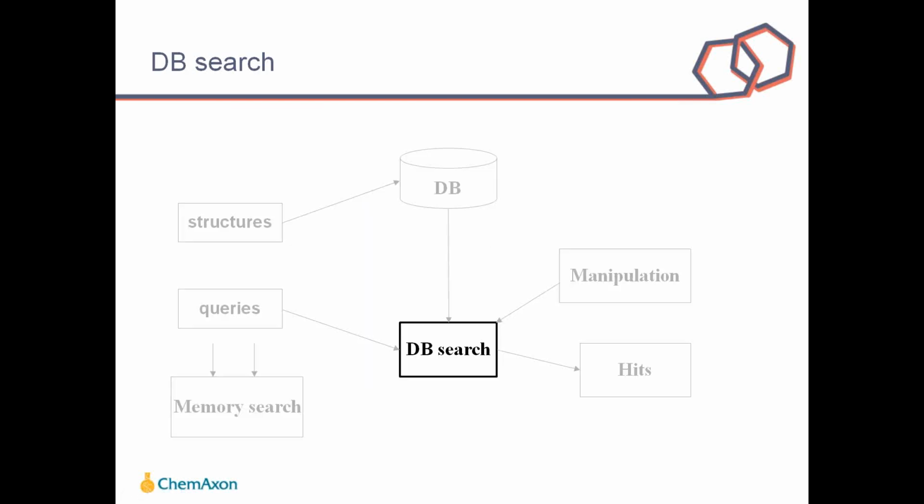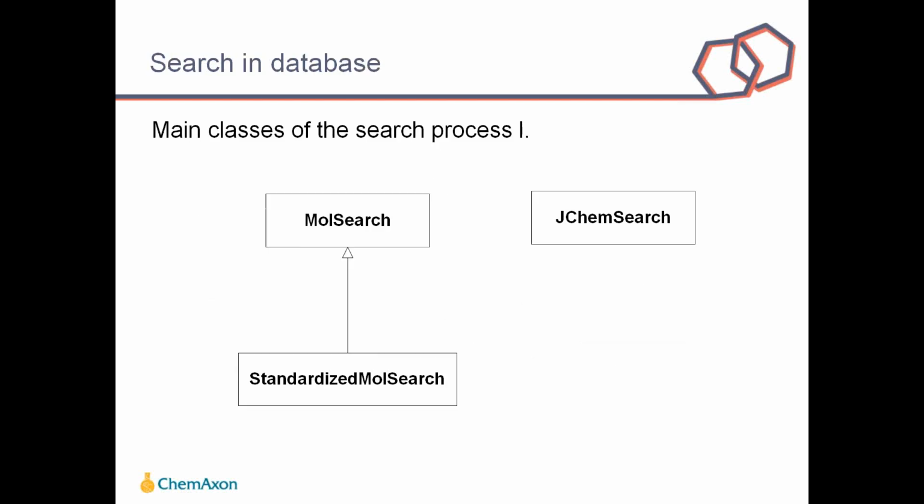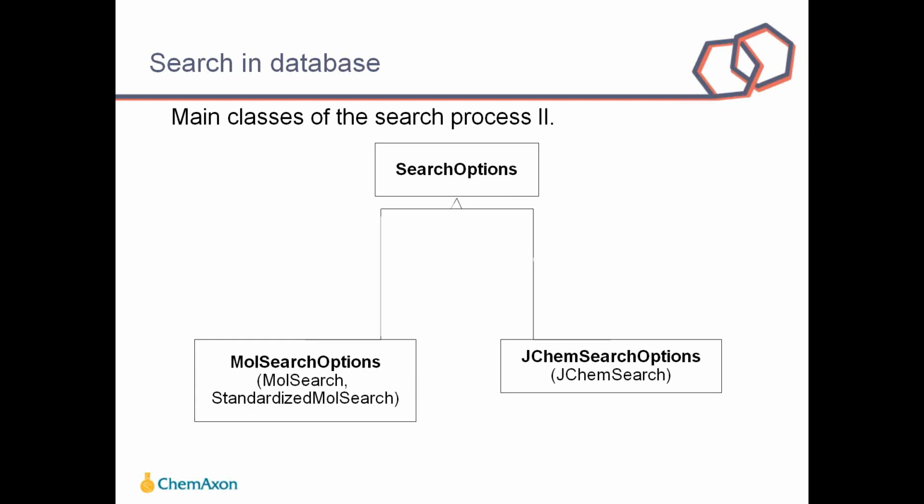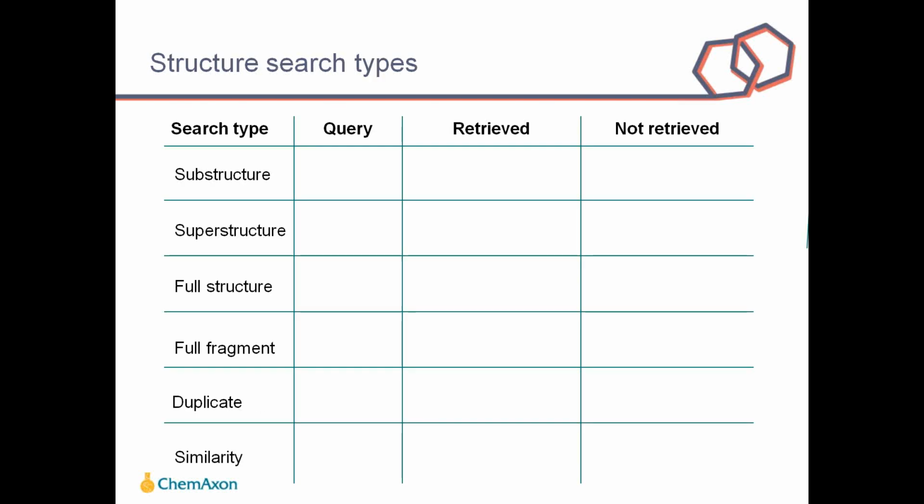So let's see what the database search is. Now I just want to mention the two main class groups of the search, the searcher classes and the option classes. I will return here a bit later. Why are these classes so important? Because you have to know exactly what type of search you want to perform. The most important search option is what type of search you are interested in.